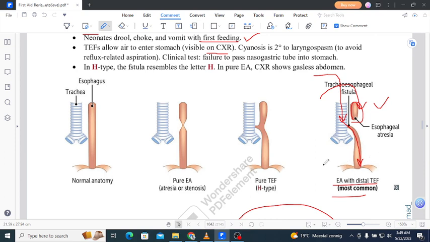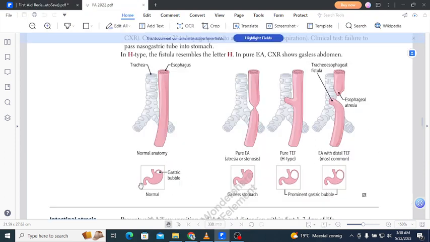Let me show you a picture of that in the first year 2022. Now here you can see that normally there is a gastric bubble. Gastric air bubble is a smaller bubble that is present in the stomach, right? If there is a tracheoesophageal fistula like that, or maybe like this H-shaped fistula, the gastric bubble becomes larger. The air bubble inside the stomach is too big.